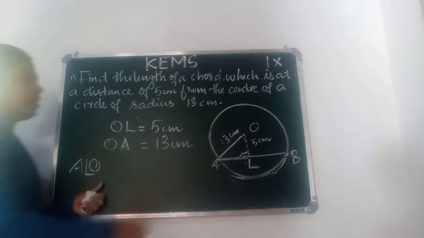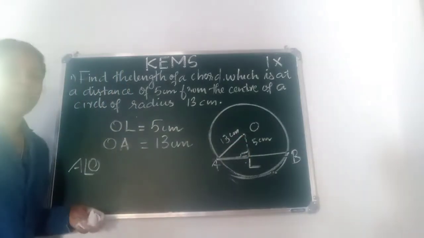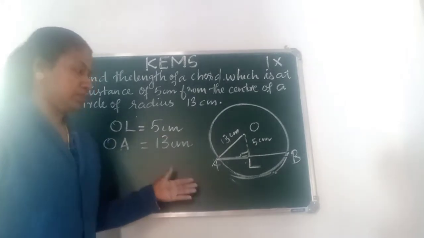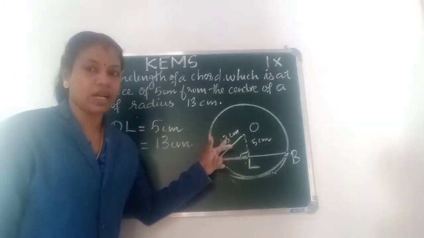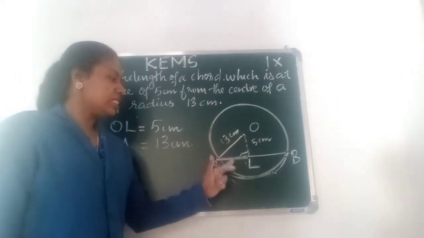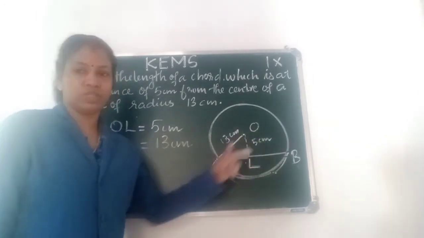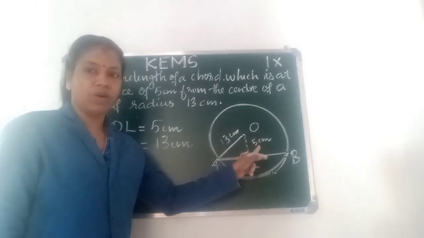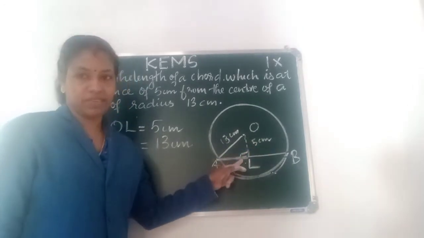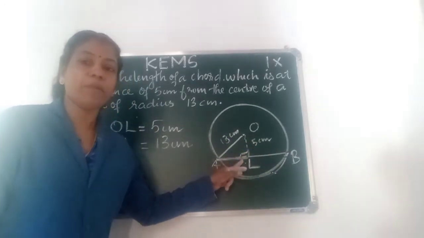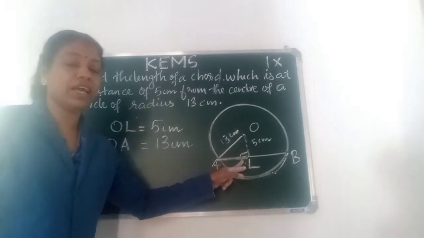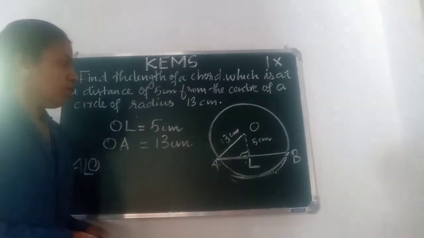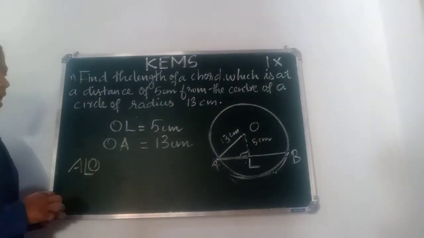We know by Pythagoras theorem, in a right angle triangle, the longest side square equals the sum of the squares of the other two sides. So this is the longest side. This side we know. We need to find this side first using the Pythagoras property of a right angle triangle. Clear? So how will you find AL square?